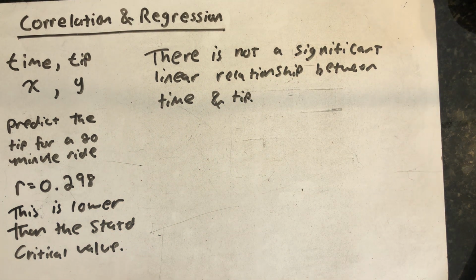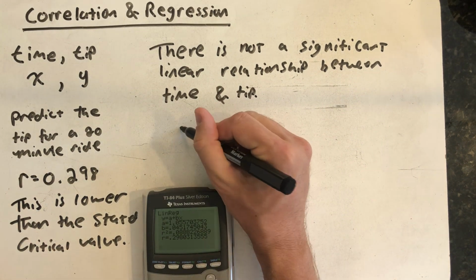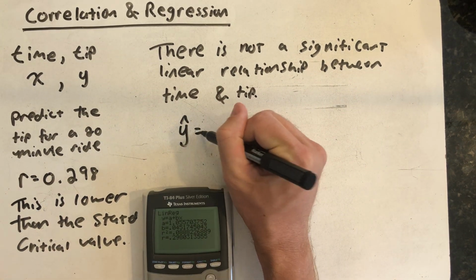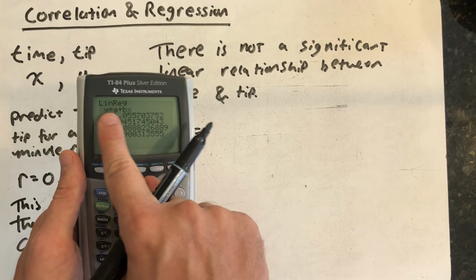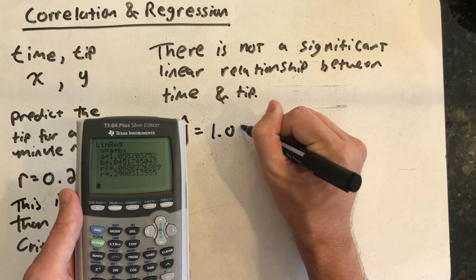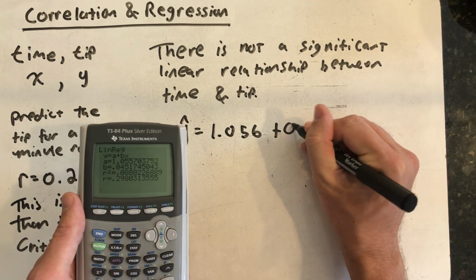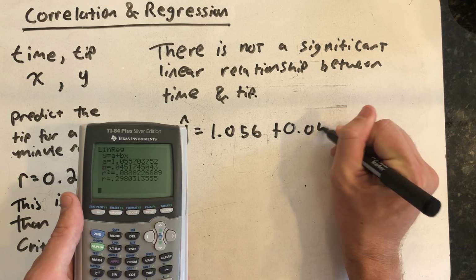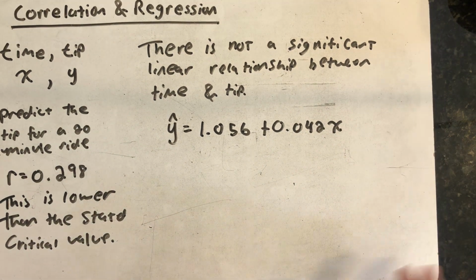If I was to write down the regression equation, which I'm asked to do in the text, I could write it down like this, y hat being our symbol for these y values that come from a sample. All right, so y hat equals a, and I'm going to round this to 3 decimal places, plus bx, where b is 0.042x. That's my regression equation.